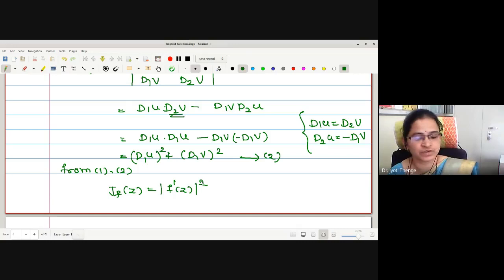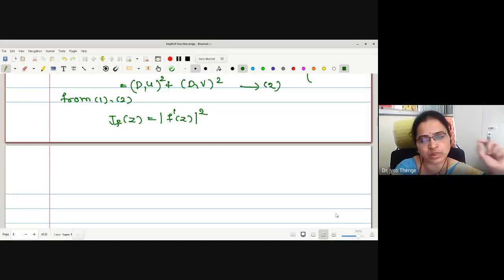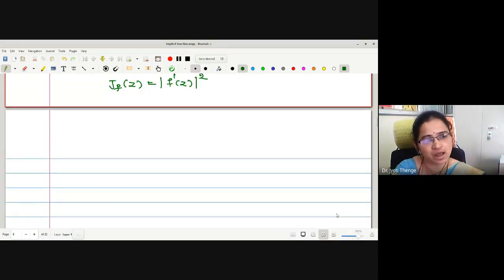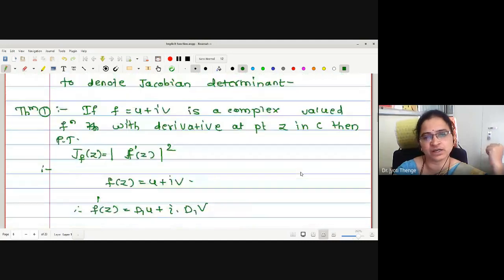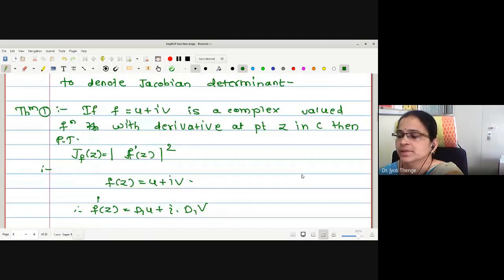In the next lecture, we will see some of the properties of the functions whose Jacobian determinant is non-zero, and let us go on studying all the properties one by one. At last, we will see the proof of the implicit function theorem. Okay, we will stop for today. If you have any difficulties, you can ask me. Please unmute yourself and ask.